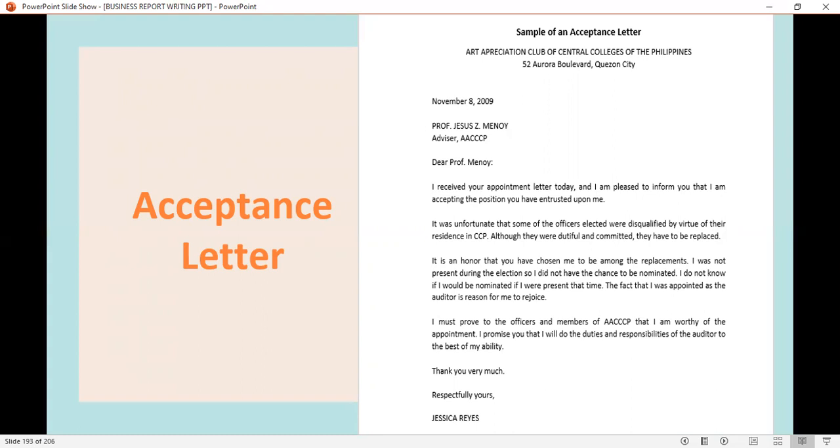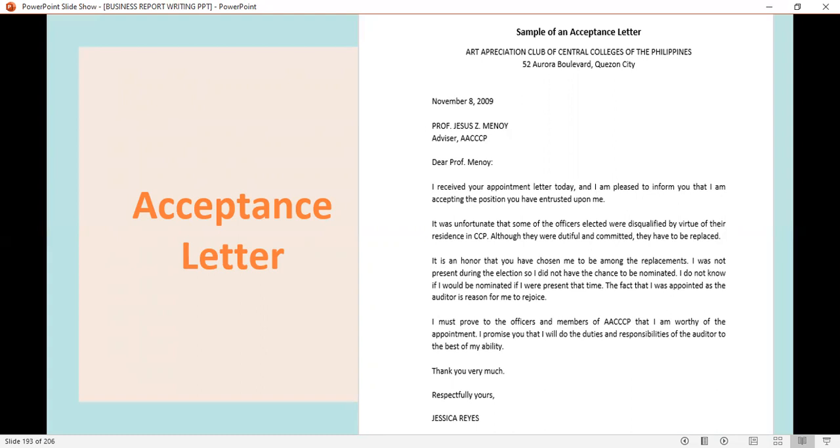I was not present during the election, so I did not have the chance to be nominated. I do not know if I would be nominated if I were present that time. The fact that I was appointed as the auditor is reason for me to rejoice. Ayan.